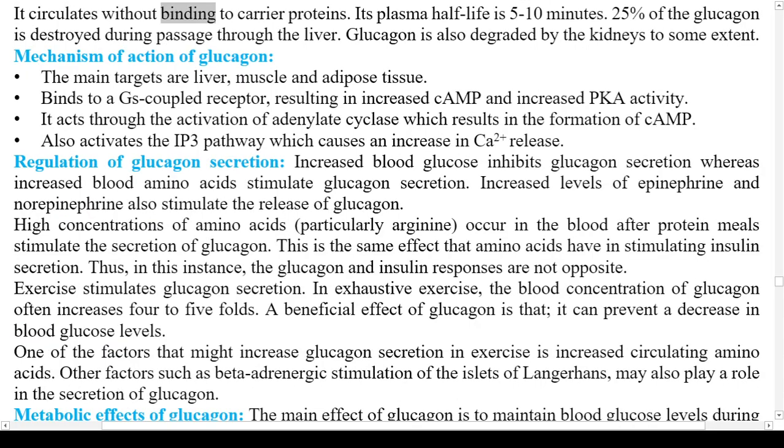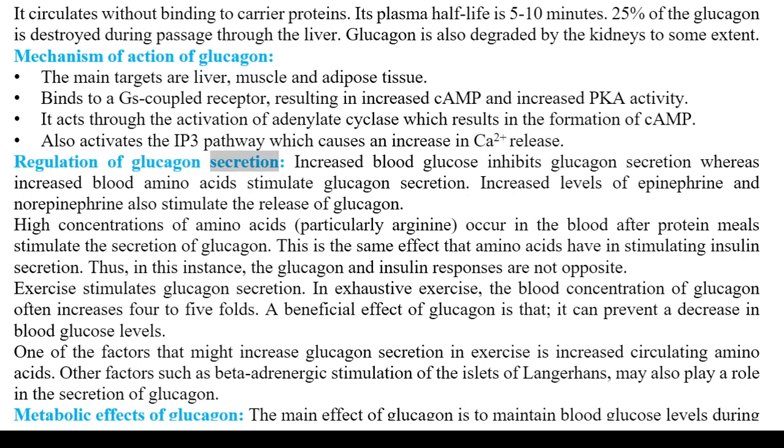It circulates without binding to carrier proteins. Its plasma half-life is 5 to 10 minutes. 25% of the glucagon is destroyed during passage through the liver. Glucagon is also degraded by the kidneys to some extent. Mechanism of action of glucagon. The main targets are liver, muscle, and adipose tissue. It binds to a Gs-coupled receptor, resulting in increased cAMP and increased PKA activity. It acts through the activation of adenylate cyclase, which results in the formation of cAMP. It also activates the IP3 pathway, which causes an increase in Ca2+ release.